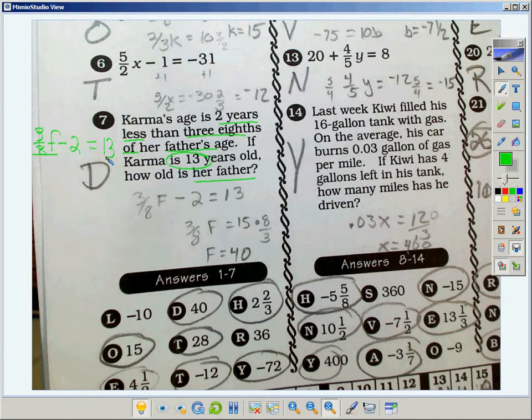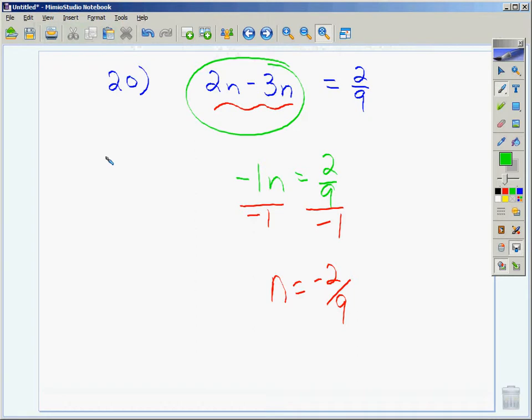He had her when he was 27 years old. Okay? Everybody good with that one? Others that you'd like to go over?